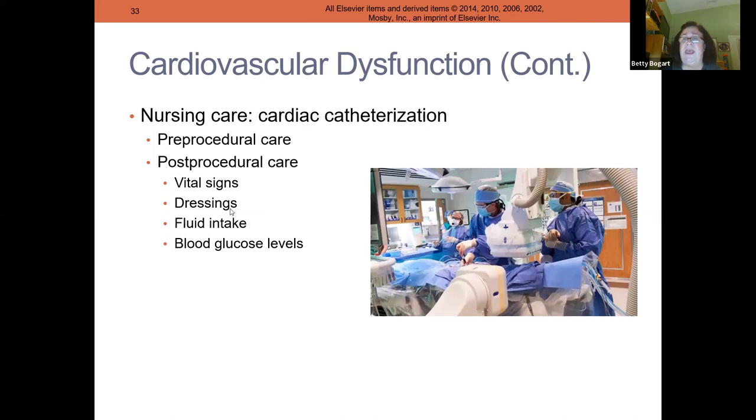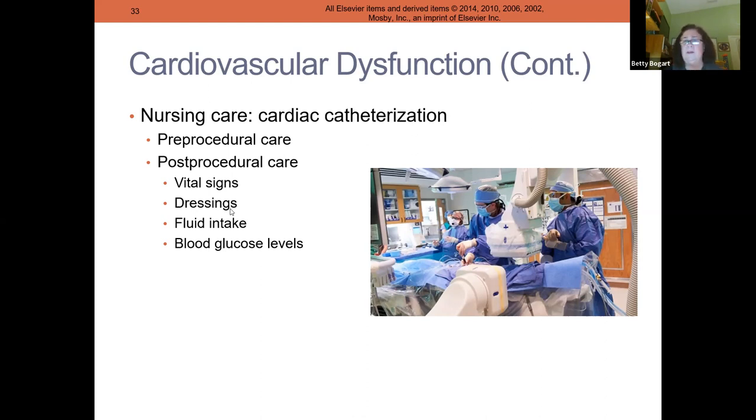Now, in a cardiac cath, nurses need to know what's going on and what to expect before and after. Well, these children will be put under anesthesia. They will be having fluids till about 4 hours before. Infants, clear liquids 2 hours before. And they will be put to sleep for this procedure. They take the right groin and put catheters into the artery and the vein, and they inject dyes and look at things that are going on.